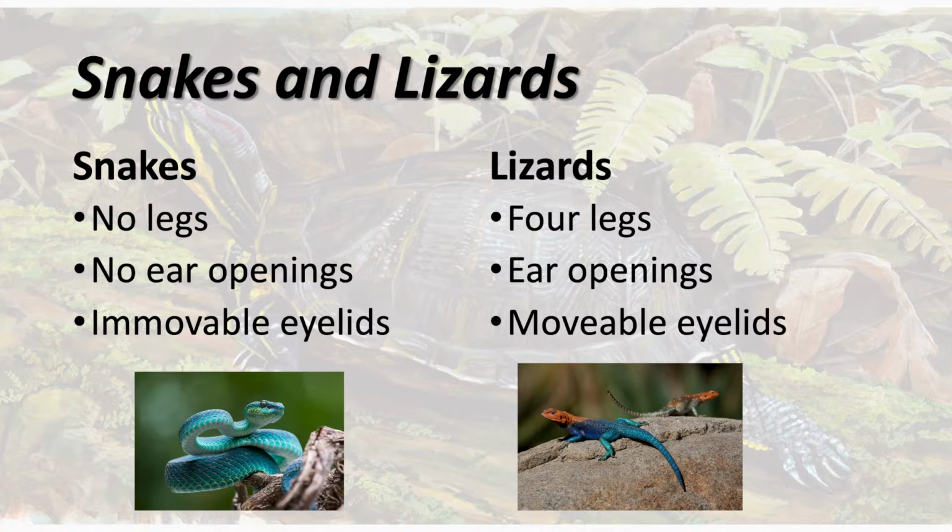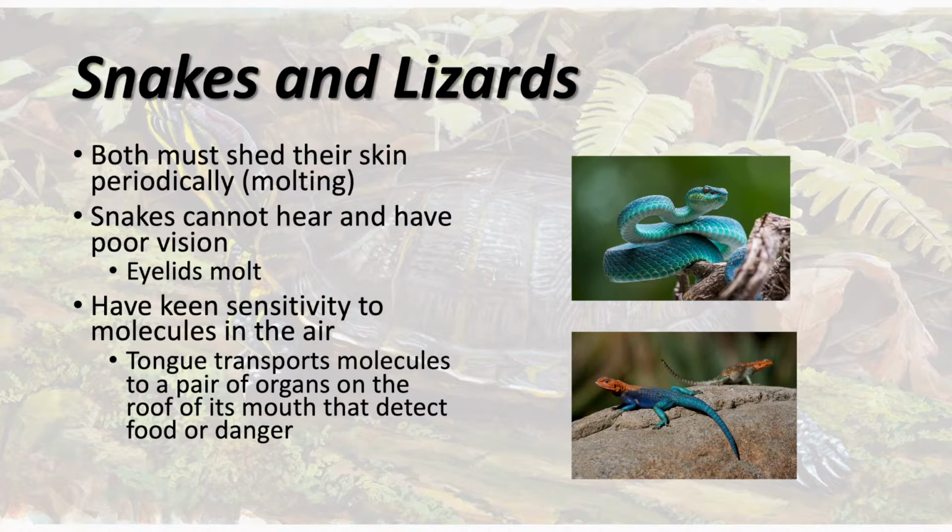Everybody knows a snake and everyone knows a lizard. Snakes have no legs. They actually have no ear openings and they have immovable eyelids. So they're not really great at seeing things or hearing things. But lizards have four legs. They do have ear openings, so they can hear very well, and they have movable eyelids. Both snakes and lizards actually molt, which means they lose their skin periodically as they are growing.